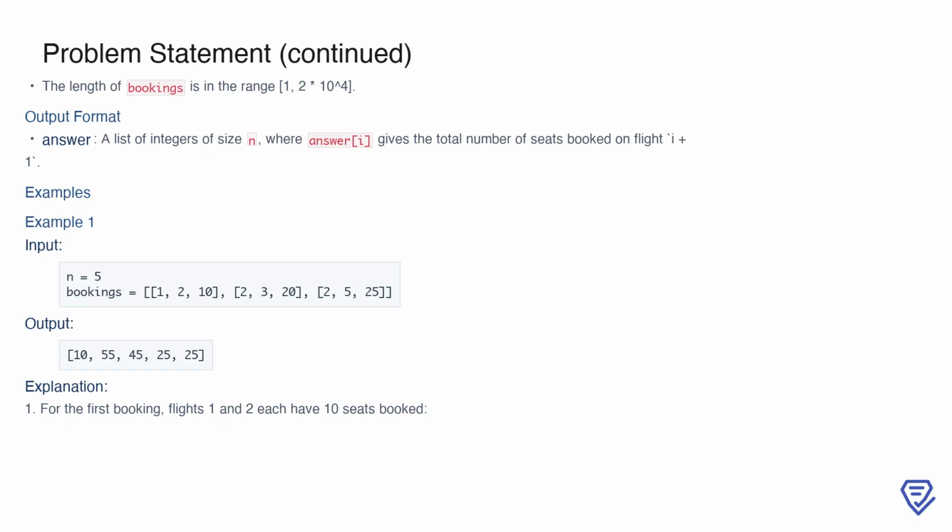The output of our solution should be an array of size n, where each element represents the total number of seats booked for the corresponding flight. Now, let's look at some examples to understand how this works practically.